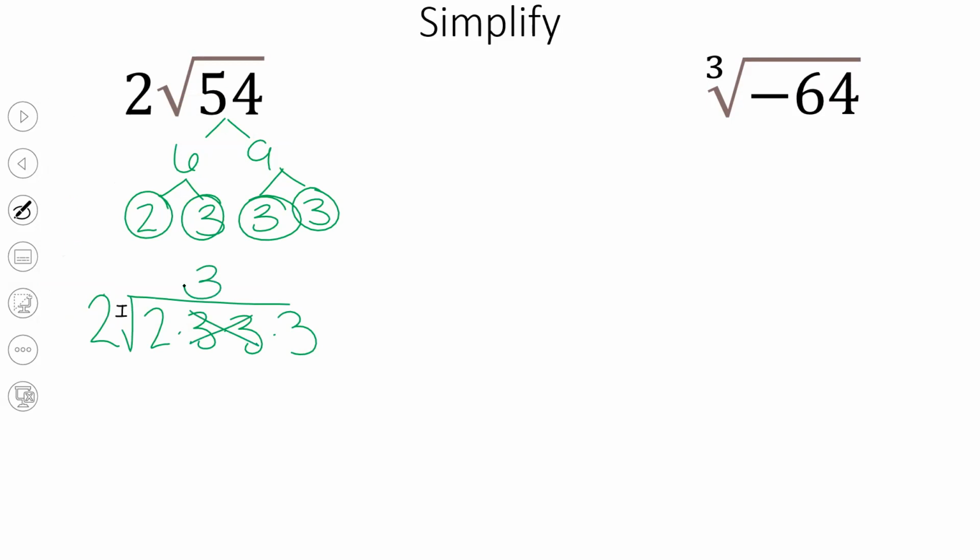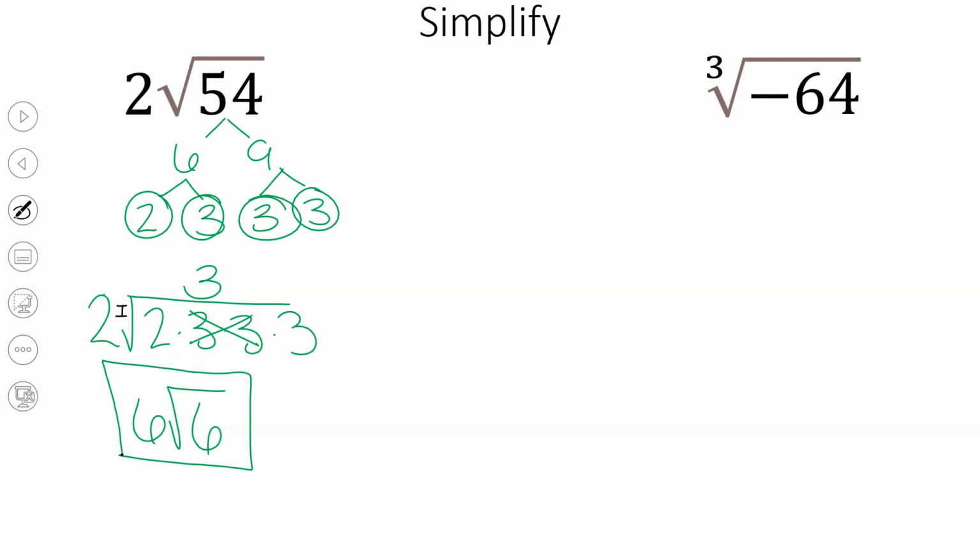What do I do to numbers outside? Multiply. So I have 6. And what do I do to numbers inside? Multiply. And it just happens to be 6 square roots of 6. Questions on number 1? What's different about number 2?